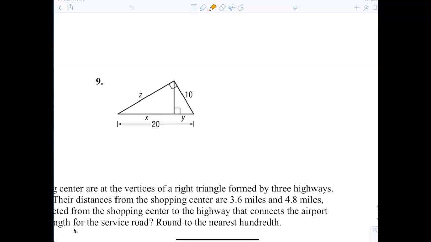Honestly, when I look at these, I just identify long leg, short leg, and hypotenuse. That's what I do. So right now, if I'm looking at the big triangle, I know that I have a short leg and a hypotenuse. Everybody agree with that? So I can say 10 over 20, and I just write short and hypotenuse.